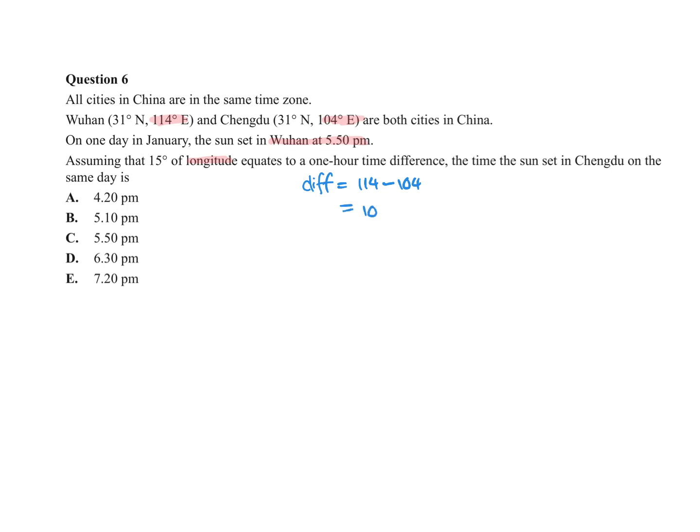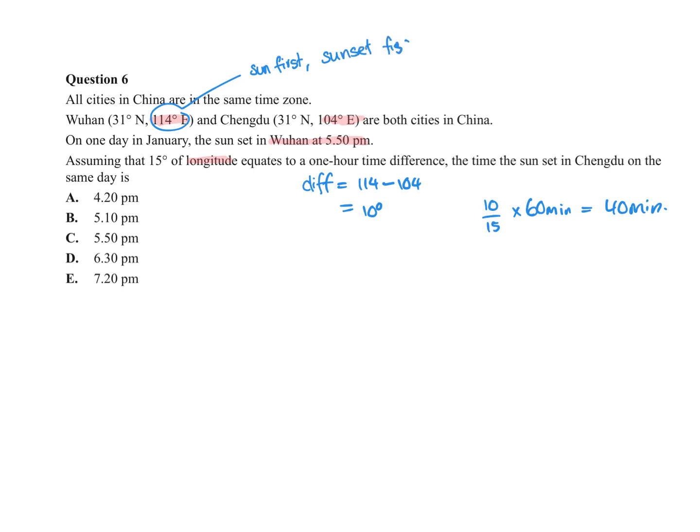So it equals 10 degrees. They're saying 15 is 1 hour. So if you do 10 divided by 15 times 1 hour, which is 60 minutes, you'll end up with 40 minutes difference. The further east you are, you will get the sun first, so you'll therefore get the sunset first.